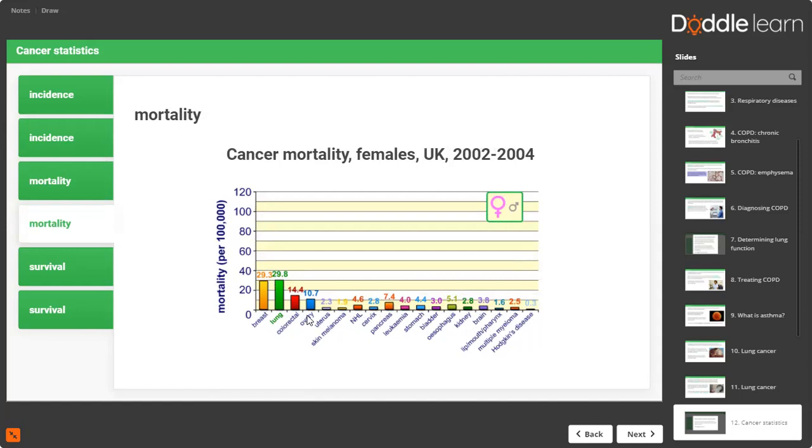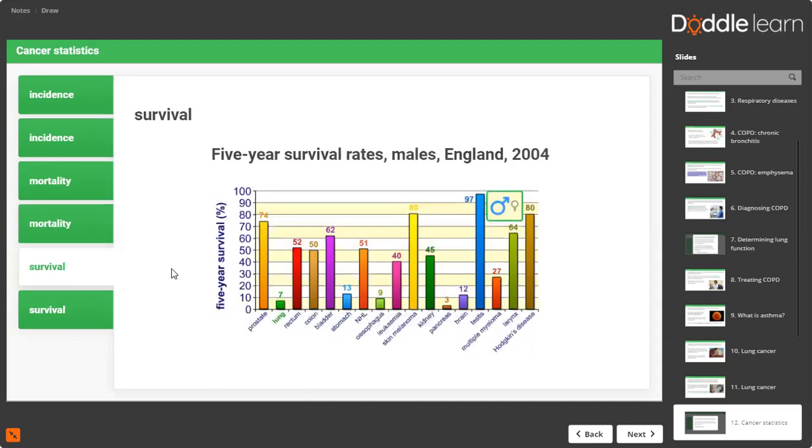Colorectal, then ovarian cancer, which obviously doesn't occur in males, pancreas, NHL, esophageal, NHL, stomach, leukemia, follows those patterns. So survival rates.